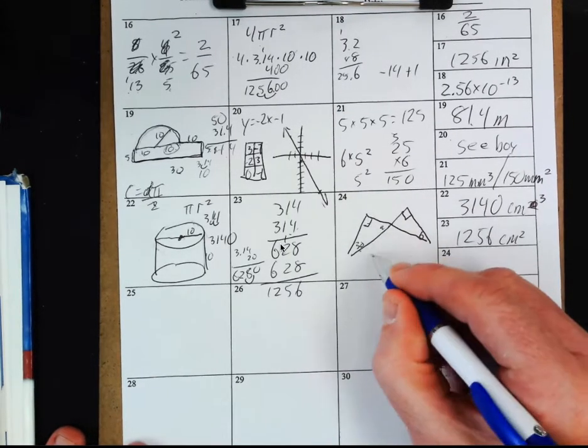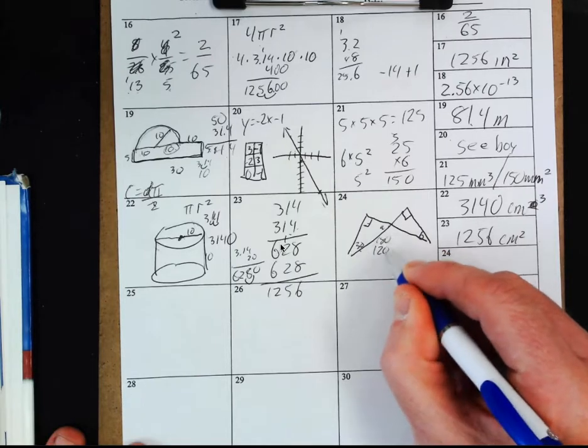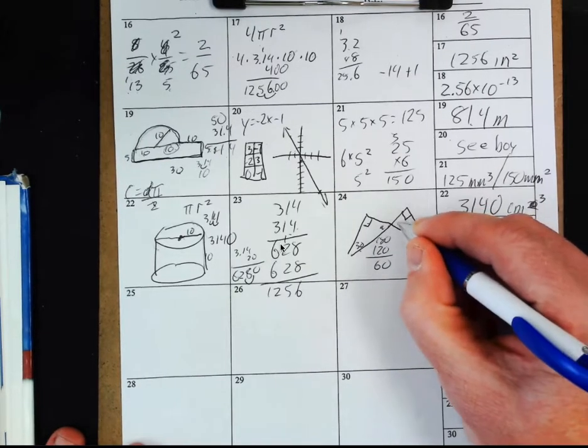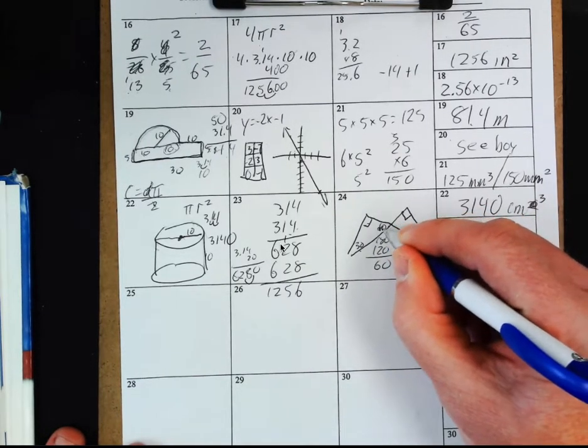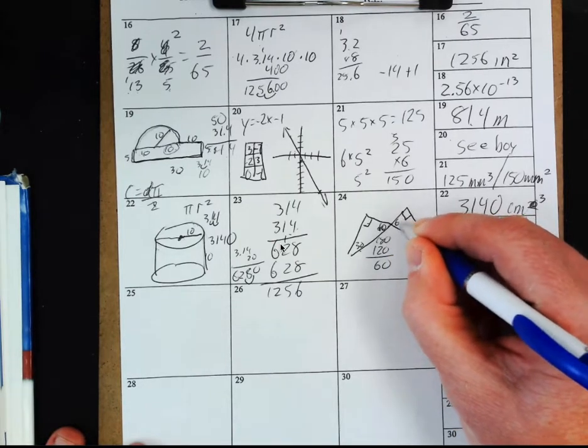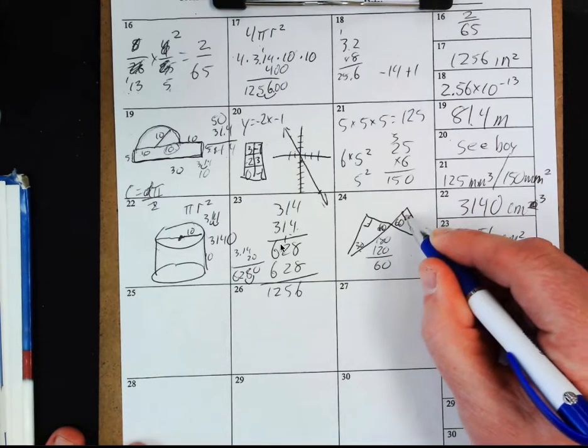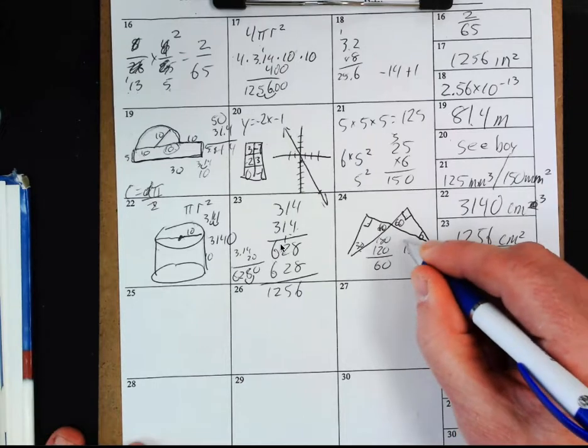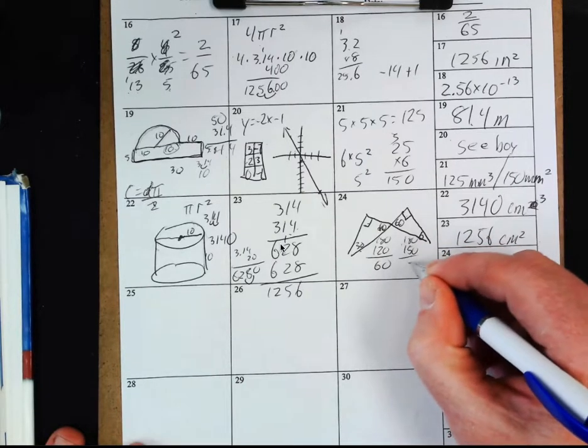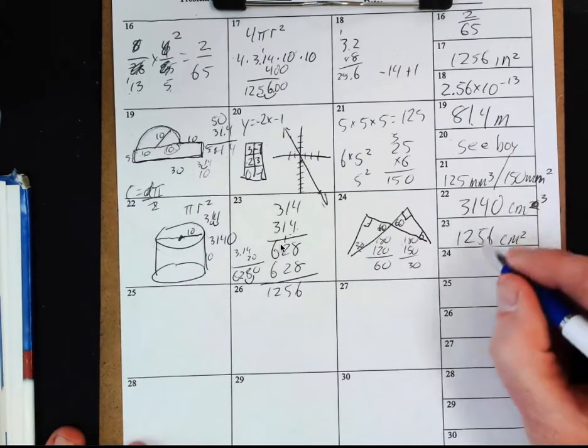30 plus 90 is 120. 180 minus 120 is 60. So this guy is 60 here. If it's 60 on the left, it's 60 on the right. 60 plus 90 is 150. Subtract 180 from it, and you're down to 30. Okay.